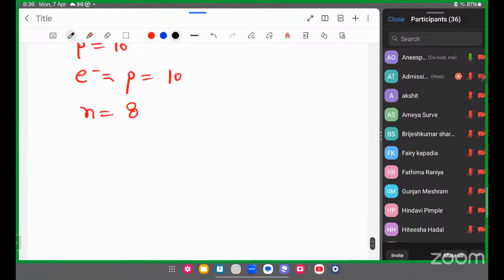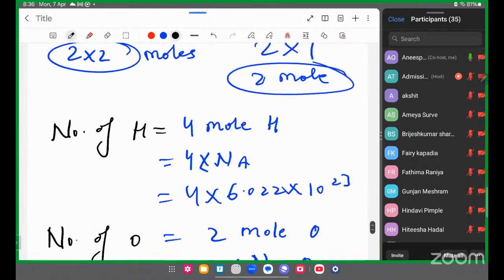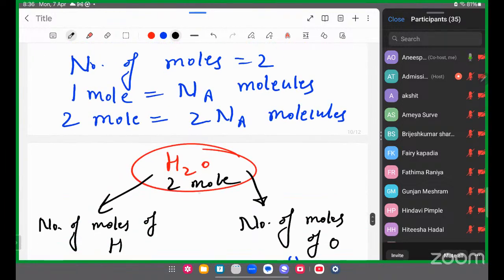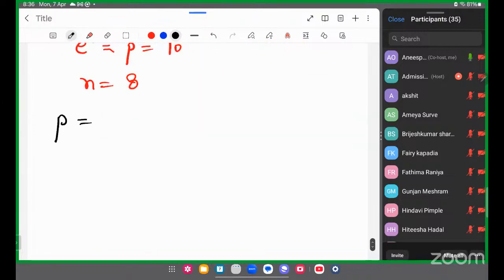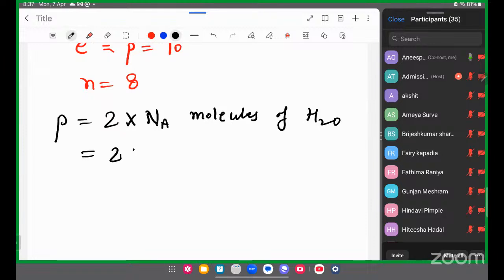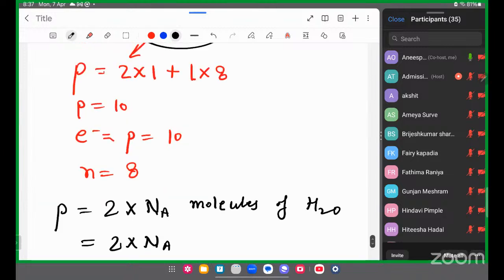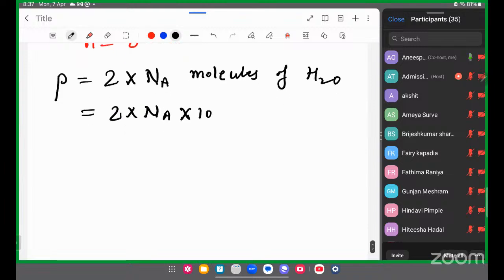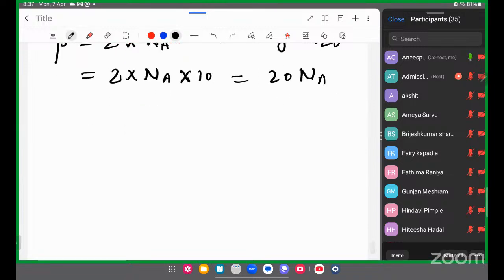Now we can discuss the total number of protons. Or let me write it simply. Total number of protons in 2 mole H2O, because 36 gram H2O means 2 mole H2O. 2 mole will contain 2 into Avogadro number of molecules of H2O, which means 2 into Avogadro number molecules of H2O are there, and one molecule has 10 protons. So multiply it by 10. This will be 20 Na protons.